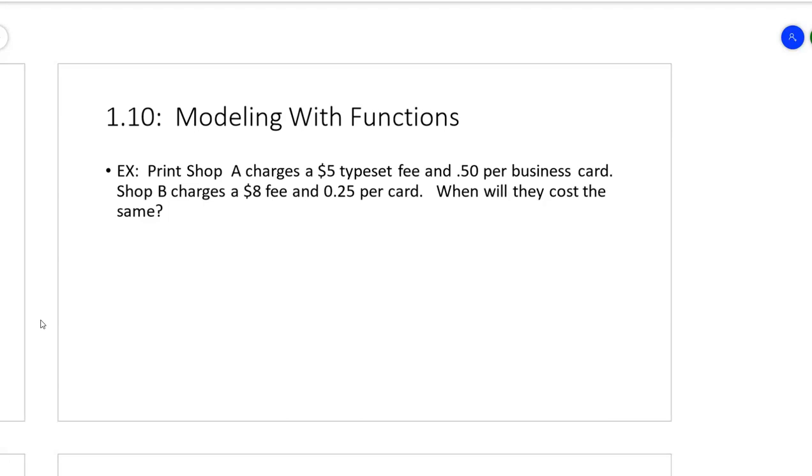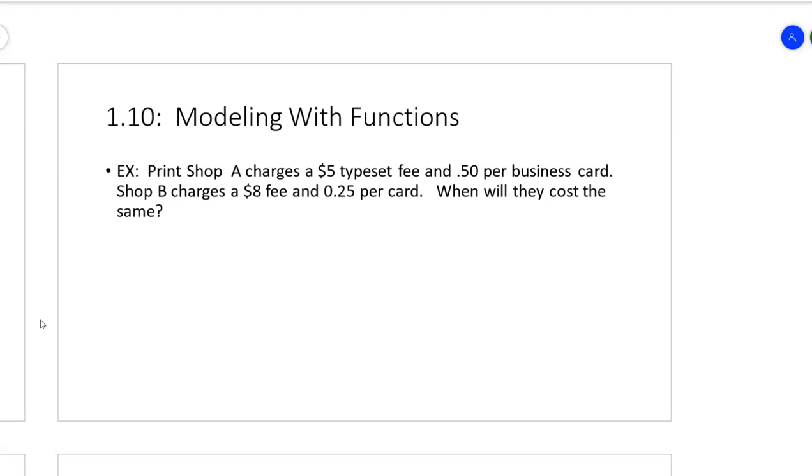So this is a story about two print shops, right? You go to a print shop, you need something printed. There's an initial fee. You still call it a typeset fee, even though you're not actually typesetting inside of a big machine. You're processing it through a computer and taking the initial information. So this one print shop charges a $5 initial fee plus 50 cents per business card. The other one charges $8 up front and then a quarter per business card. So the first one charges you less initially but more per business card. The second charges more up front but less per card.